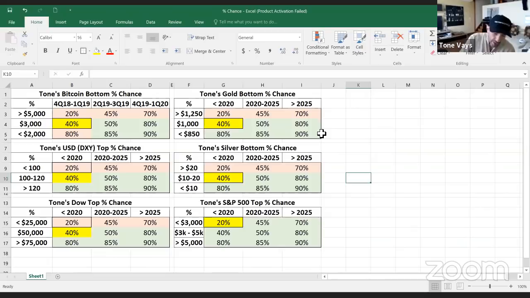We can add oil here and some of the others, but oil is way more cyclical. Oil is going to be hard for me to do. So there you go. I'm going to save this and we'll get back to it one of these days.